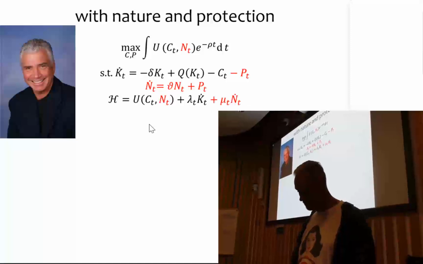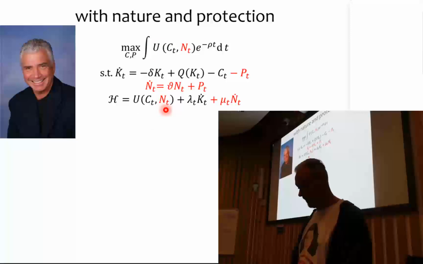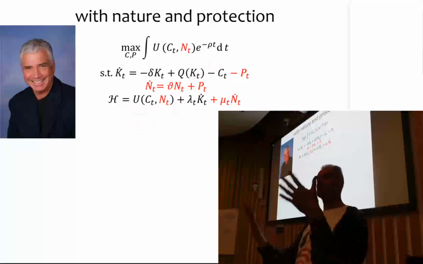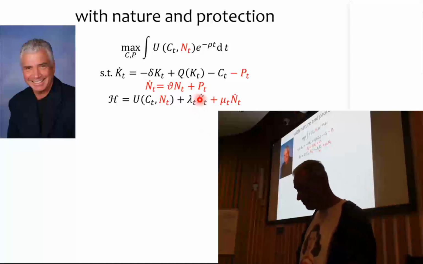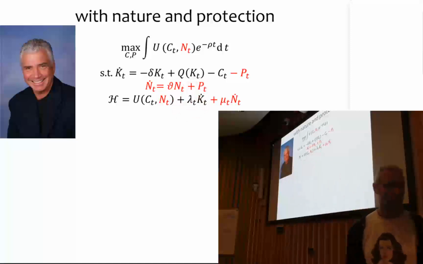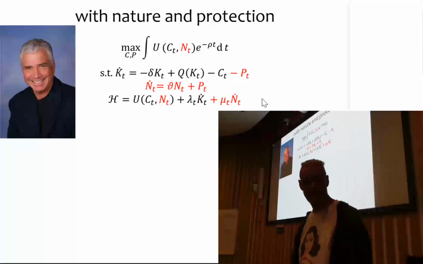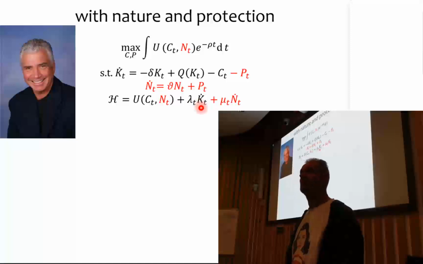Now the Hamiltonian looks as follows. Our current objective has changed. We now have an n in, but we still throw away the integral sign and the discount factor, and of course then also the dt, right? That goes with the integral sign. But it's still just instantaneous utility that now depends on two things. We still have the Hamilton multiplier times the change in the capital stock, as we had before.